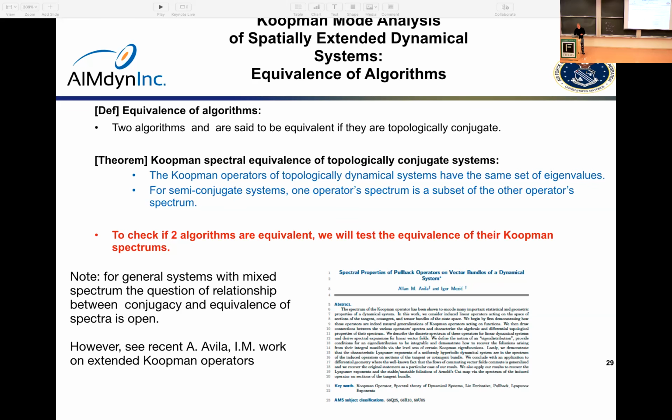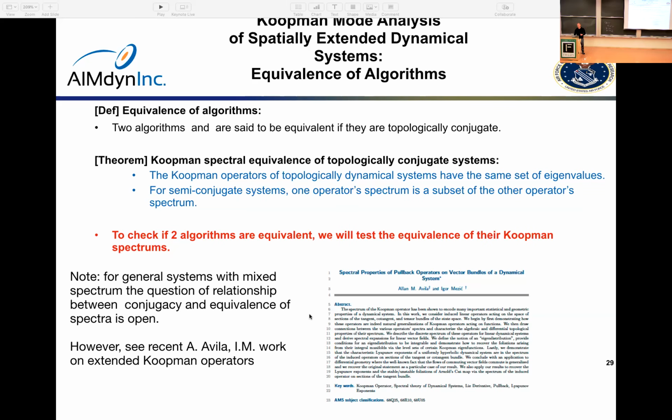So Will has done some additional work on that. The general question, as I pointed out at the beginning, is not fully answered. But if you're interested, look at this paper of Alan Avila and myself that defines extended Koopman operators. So there are operators on tangent spaces and in general in the de Rham cohomology, right? How does the dynamical system move functions? That's Koopman. How does the dynamical system move vectors? That is going to give you some Lyapunov exponents.